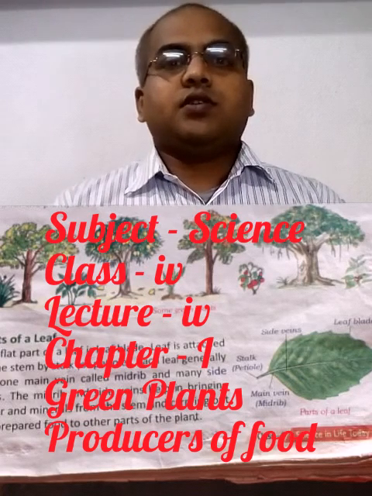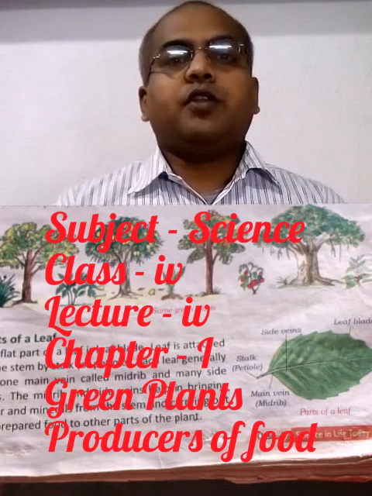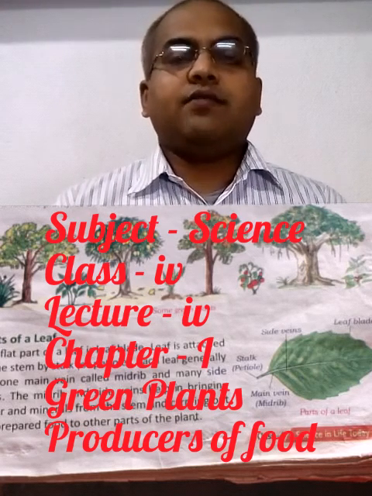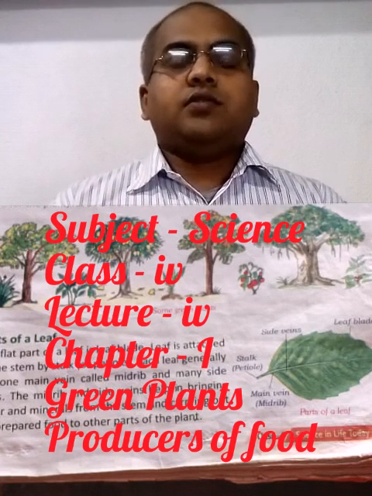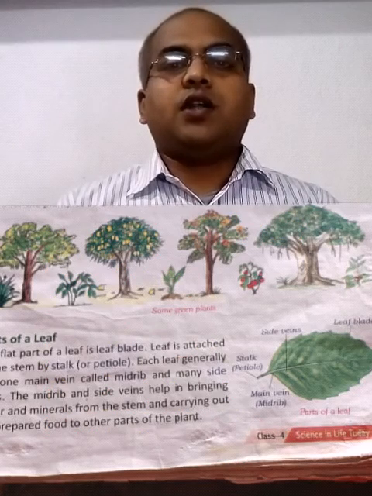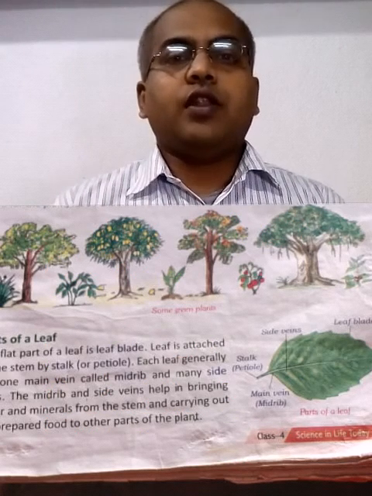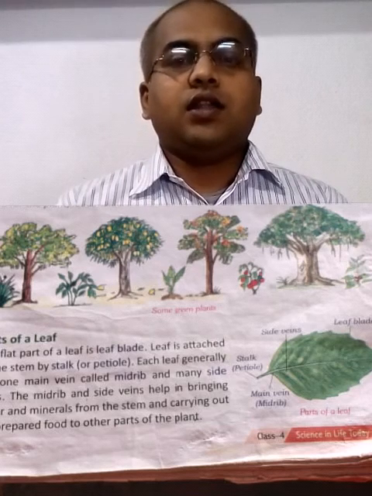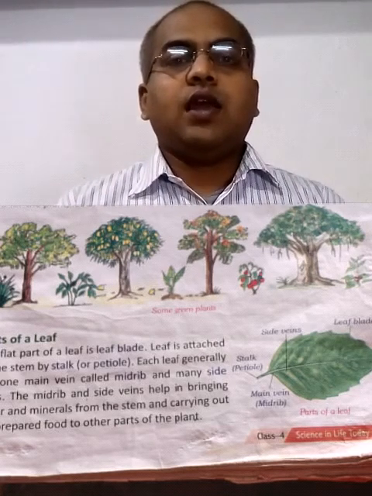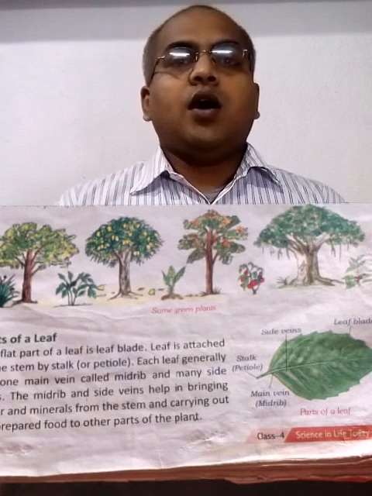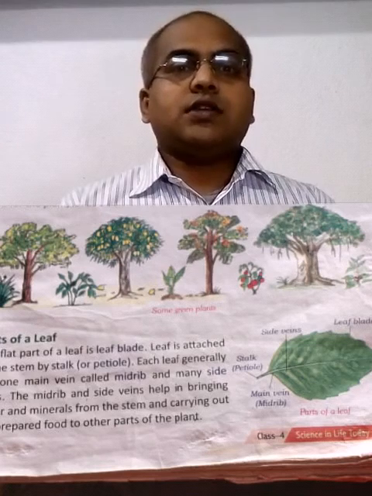In this chapter we already discussed that plants prepare food for themselves and also for the whole animal world. Plants are green, especially the leaves, because a green substance called chlorophyll is present in the leaves. This chlorophyll helps in the production of food by absorbing the sunlight.